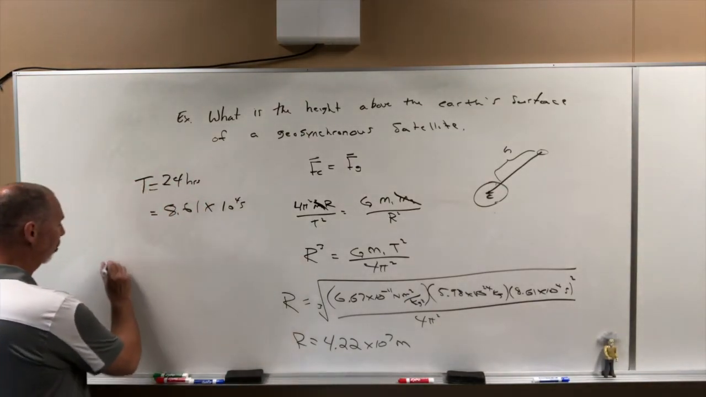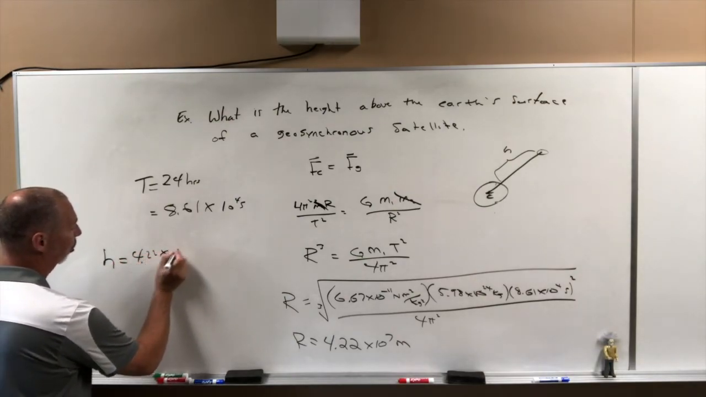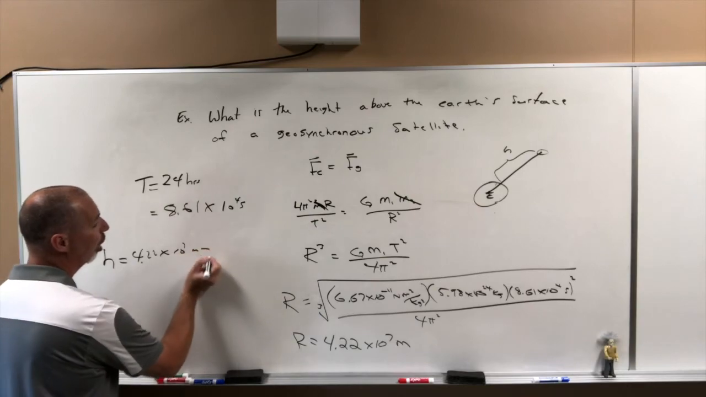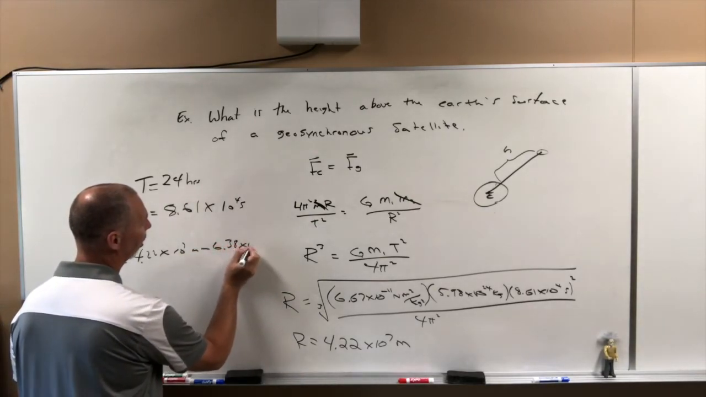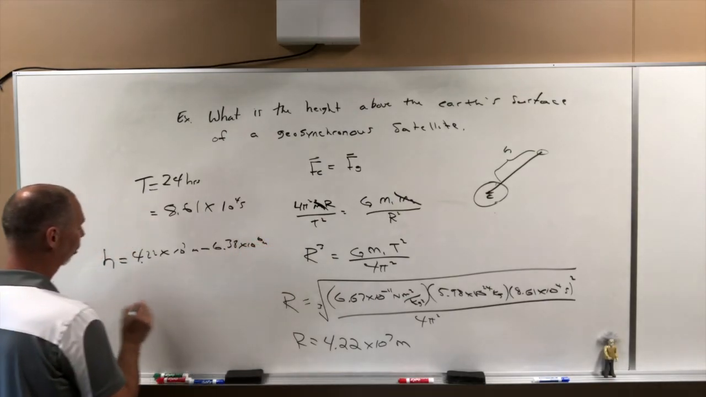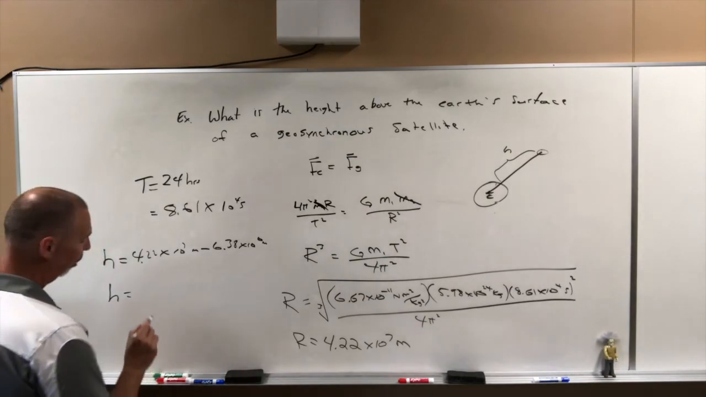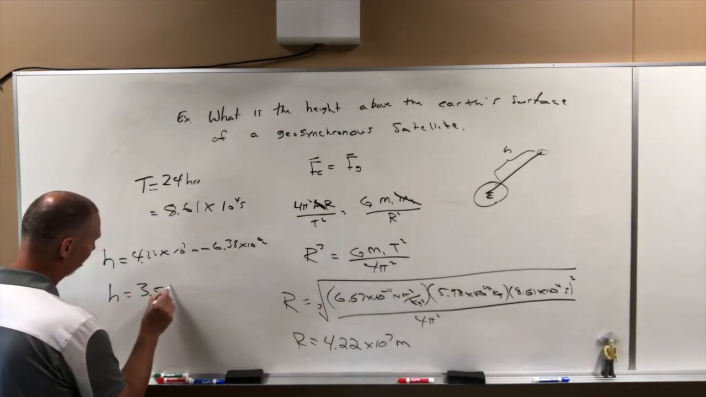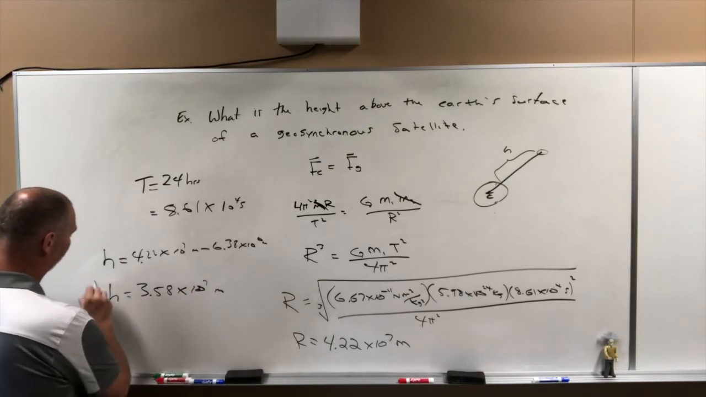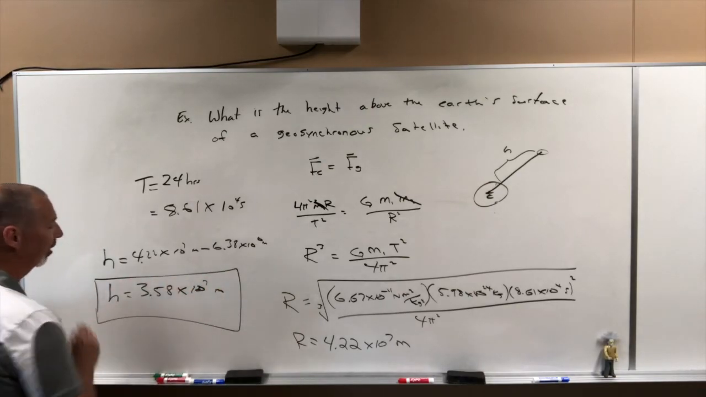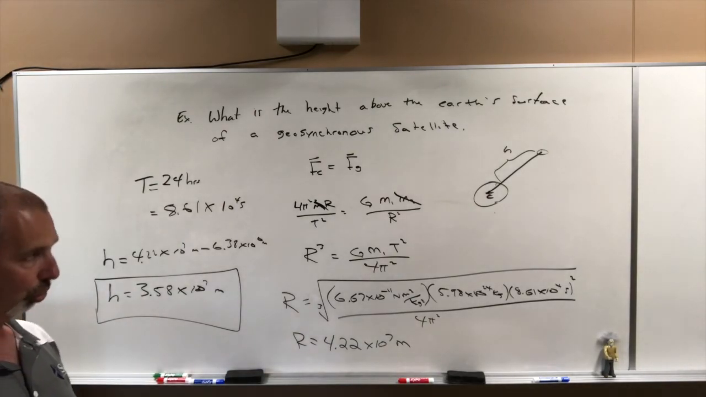So I'll do this over here. We're going to go height will equal the 4.22 times 10 to the 7 meters minus the radius of the Earth, 6.38 times 10 to the 6 meters, and our height above the Earth will equal 3.58 times 10 to the 7 meters. And so that number there becomes the height above the Earth's surface.